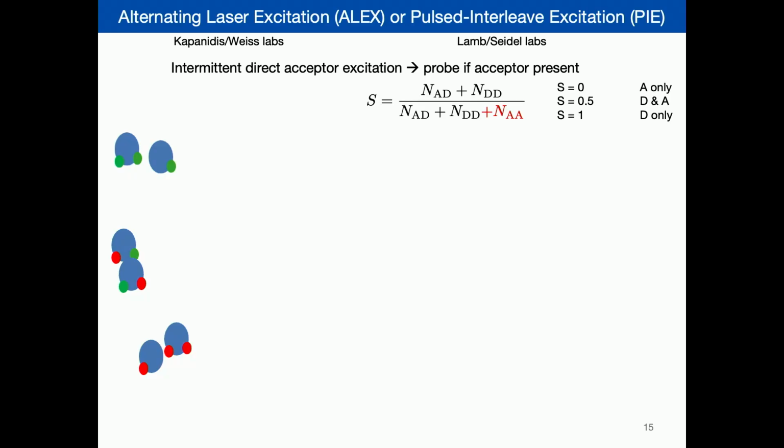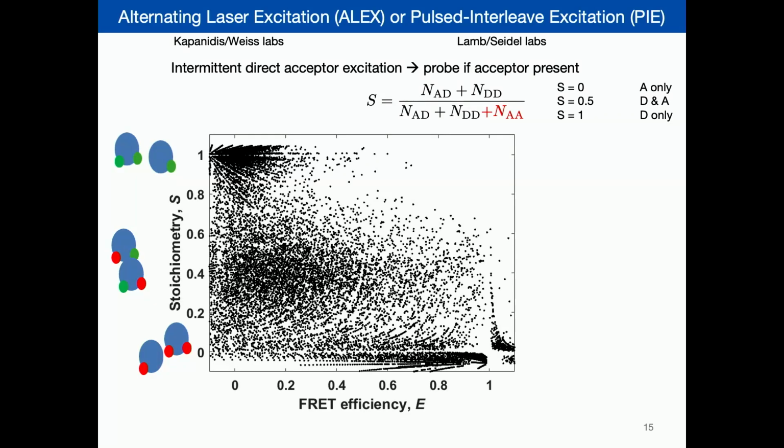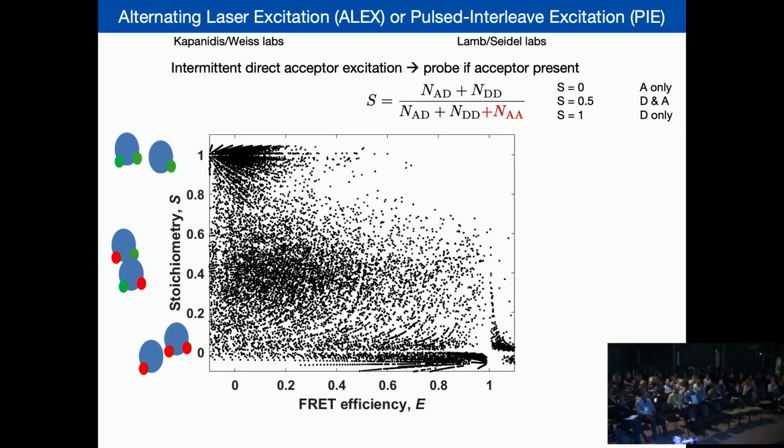And if you look carefully at this equation, it turns out that S equals 0 when you carry only acceptors, S equals 1 when you carry only donors, and S is around 0.5 when you carry a donor and an acceptor molecule. And then this looks like that. So you plot stoichiometry versus FRET efficiency, and each of these dots is a single molecule that was diffusing through a confocal volume in this case.